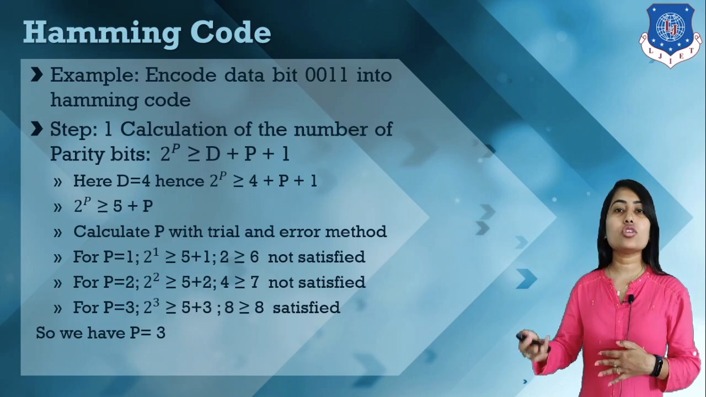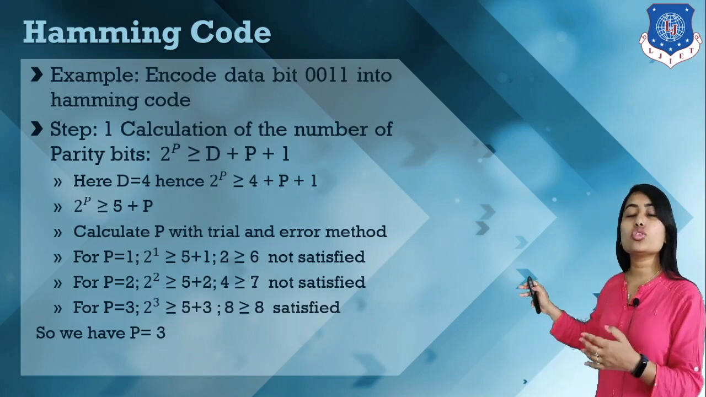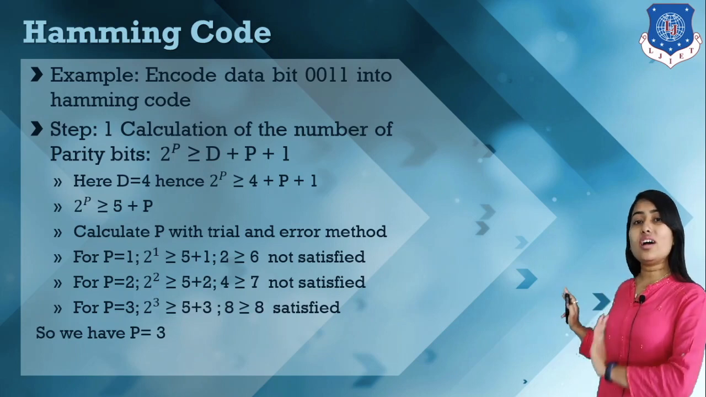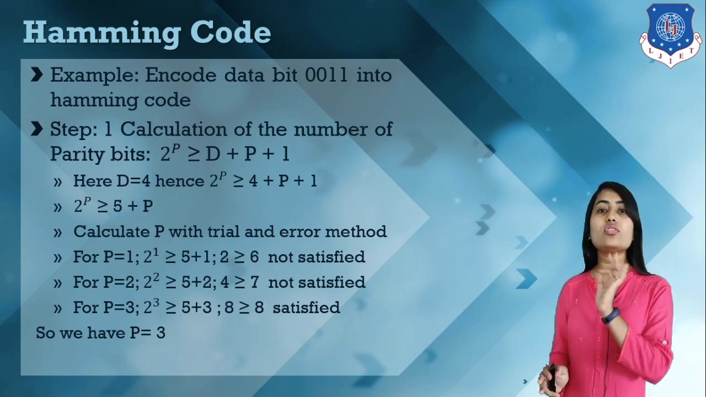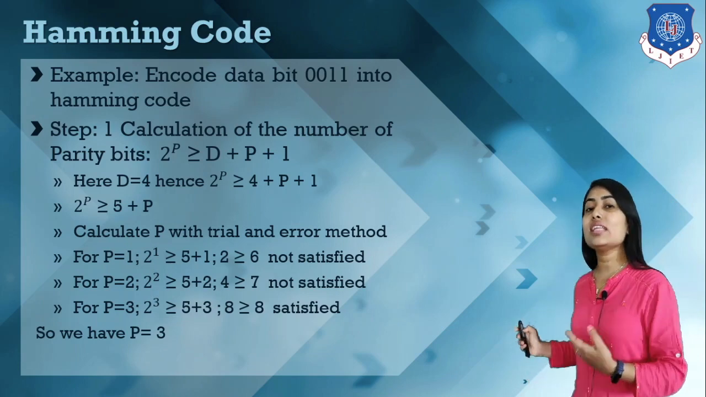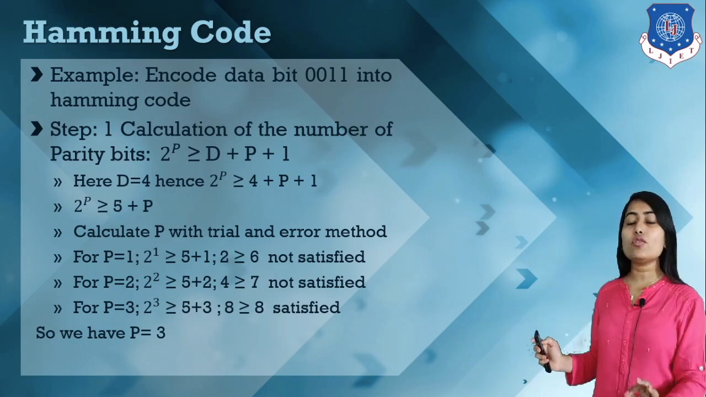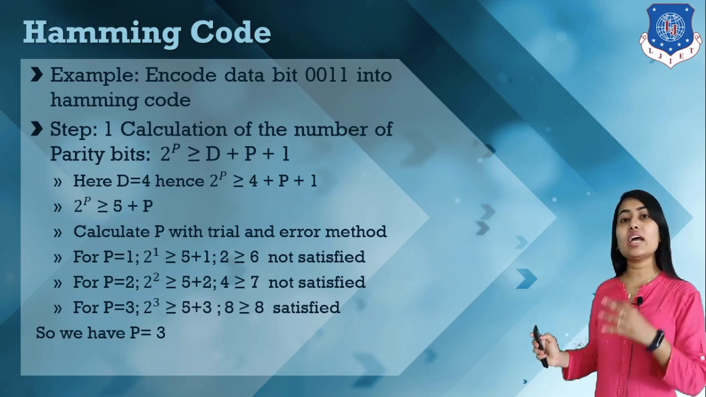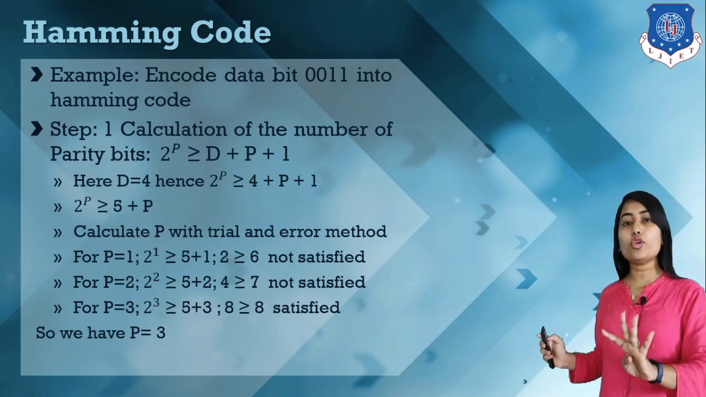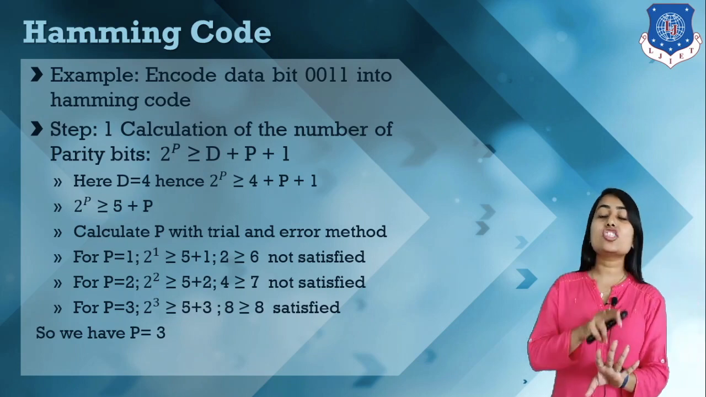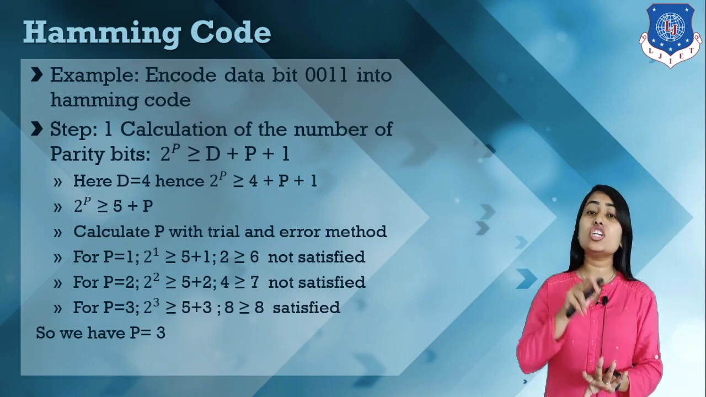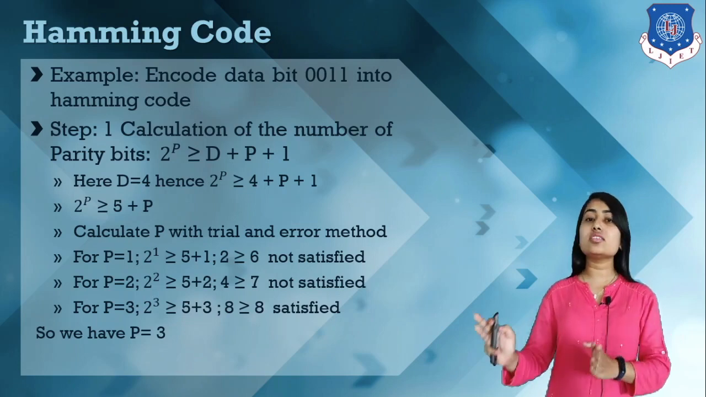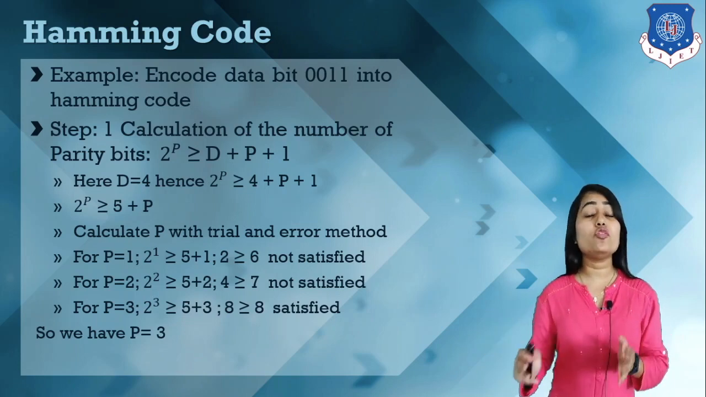Then we have p equal to 3. For p equal to 3, 2 raised to 3 is greater than or equal to 5 plus 3, so 8 greater than or equal to 8. This is satisfied, because 8 is equal to 8. So for p equal to 3 the inequality is satisfied, and we have to add a total of 3 parity bits. To the 4 bits of information we add 3 additional bits, so that we can transmit the message and the receiver can identify if any error occurred.